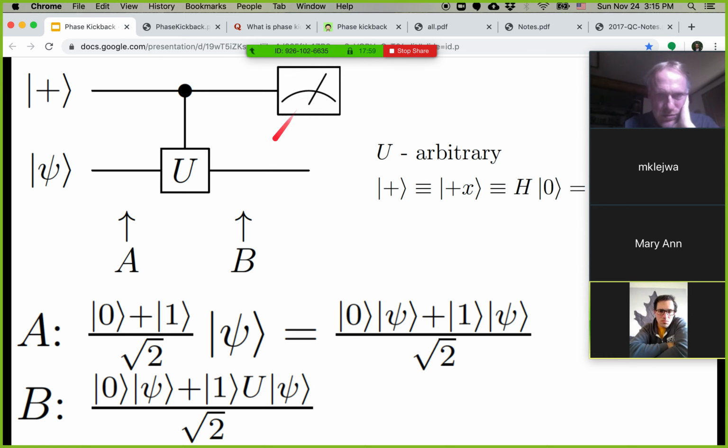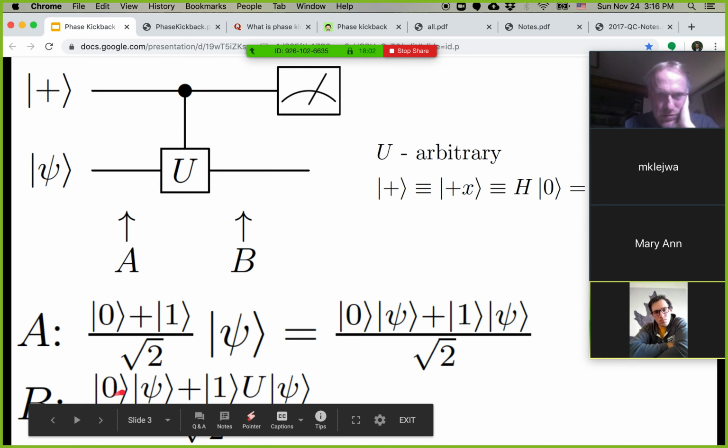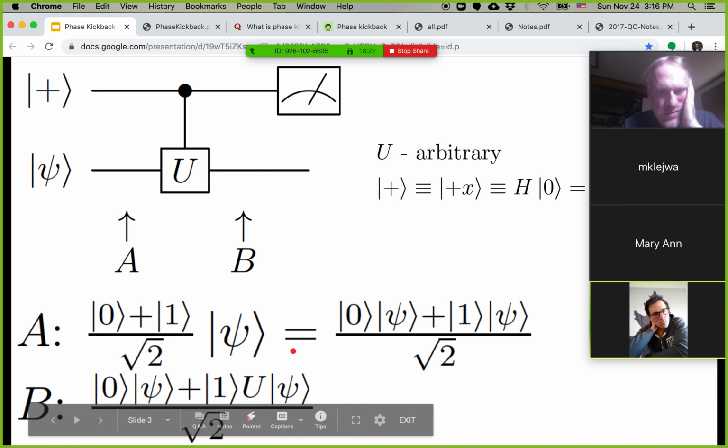Okay, so at point in time B, we apply operator U when the control qubit is 1. So we apply U to state psi, psi. Does this make sense?